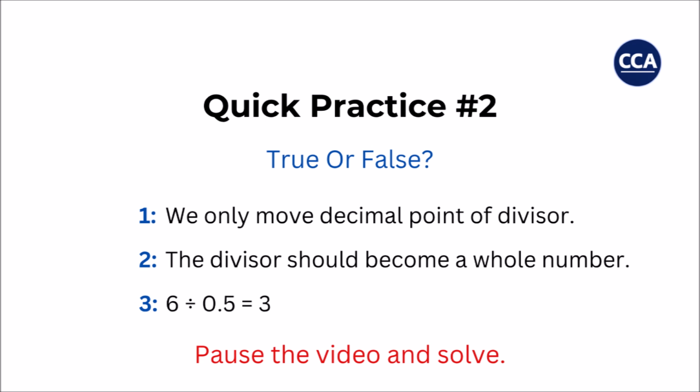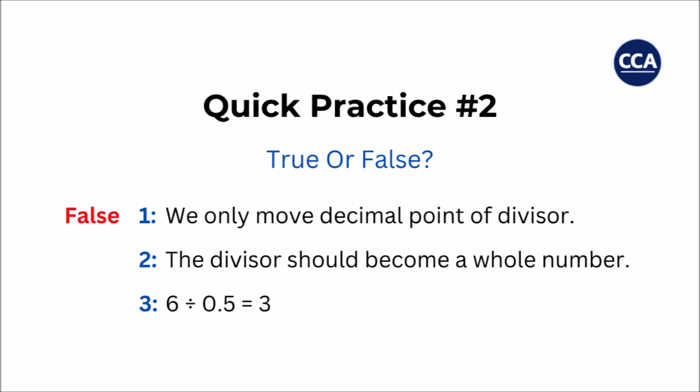Here is the next one. Pause the video and decide. Now match your answers. First equation is false. Second one is true. And the last one is false again. Because 6 divided by 0.5 equals 12, not 3.